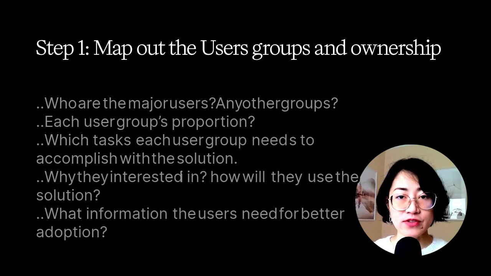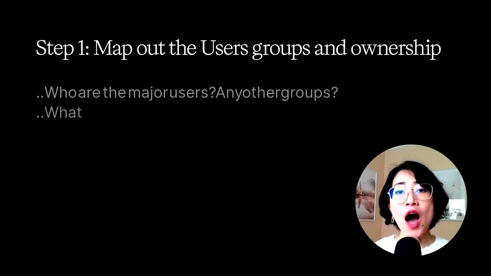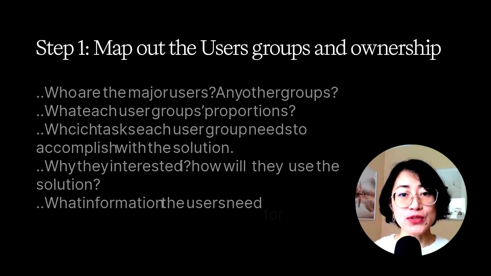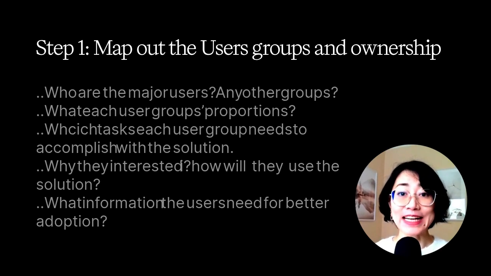Ask the following questions and note down your answers. Who are the major user groups for your request, product, or solution? Any other user group you need to consider? Who will use the product in a different way? And what is each user group's proportion, respectively? Which task does each user group need to accomplish with the solution or product? Why may they be interested in the solution in the first place, and how will each user group use the new information or product in their daily work?